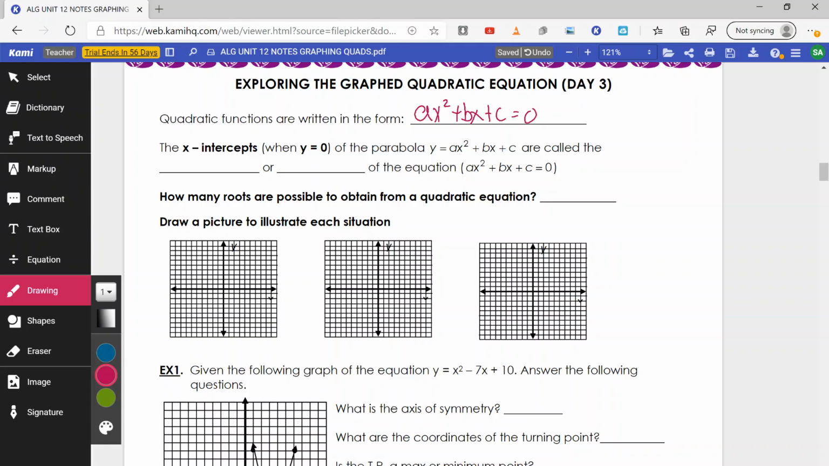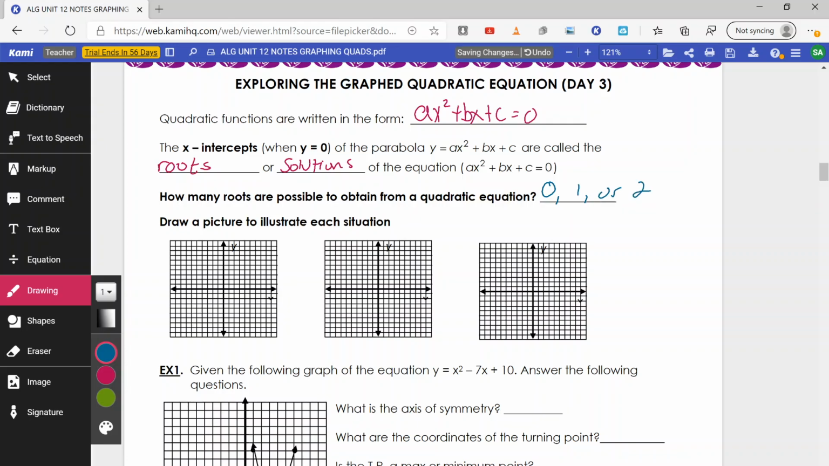The x-intercepts, when y equals 0, of the parabola are called roots or solutions to the equation. So again, we want to know what the x value is. In looking at a graph, it's just where the parabola happens to cross the x-axis. So those x values are going to be my roots. So how many roots are possible to obtain from a quadratic equation? Well, the simple answer is 0, 1, or 2.